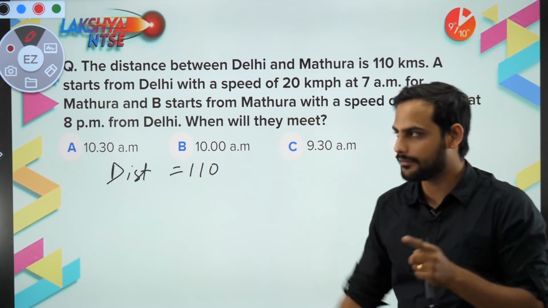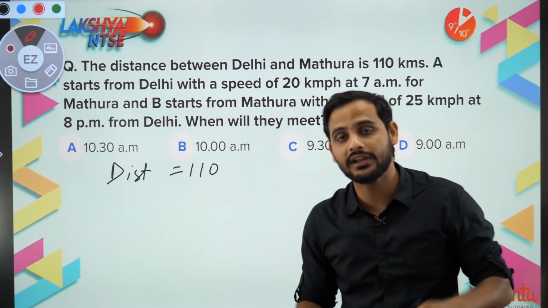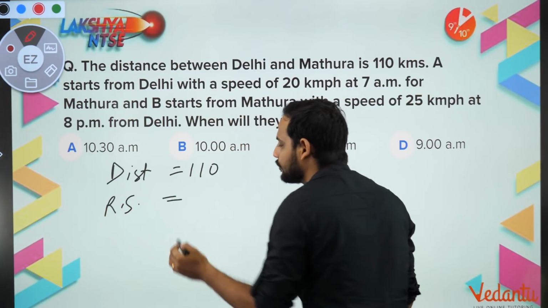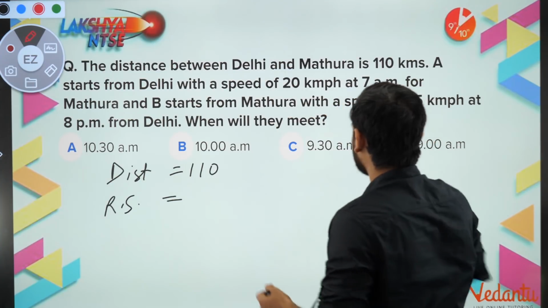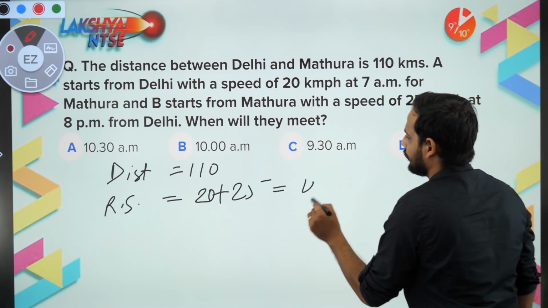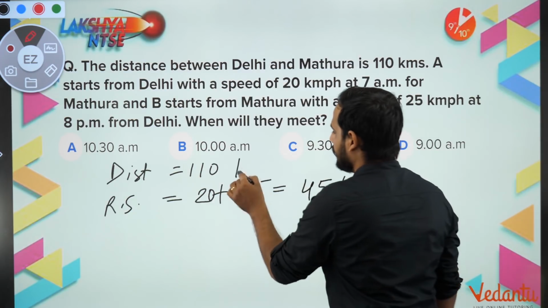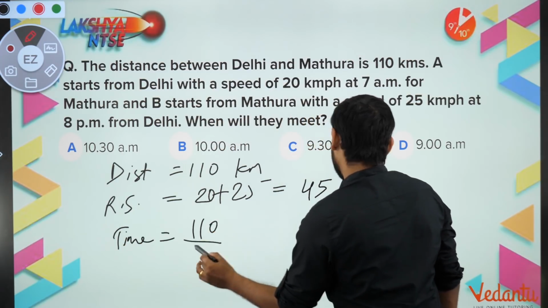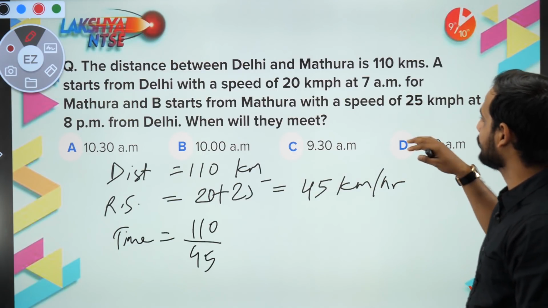Now you will not take speed here, because two objects are moving towards each other, Delhi to Mathura, Mathura to Delhi, so in that case relative speed. When they are moving towards each other, in the opposite direction, the speeds are added. So 20 plus 25 is equal to 45 km per hour. So the time taken for them to meet will be 110 upon 45.